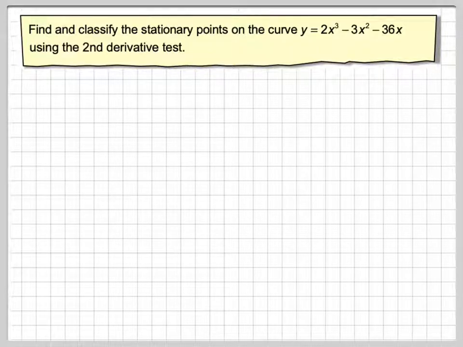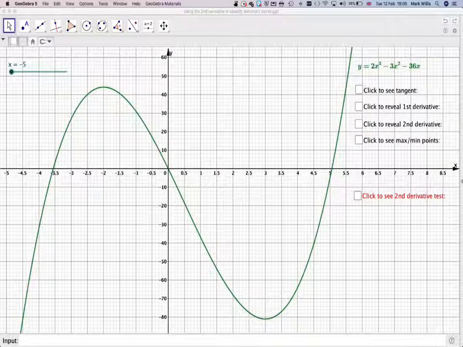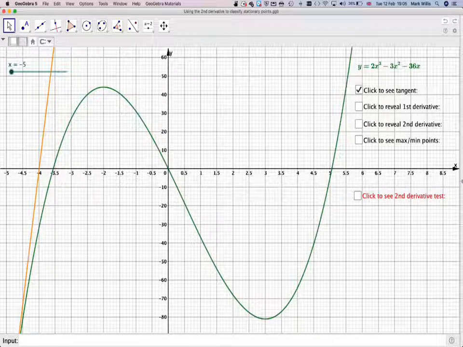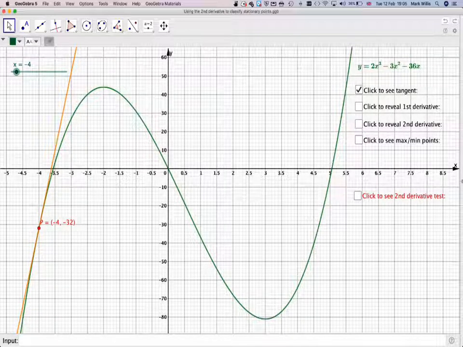So I've got this GeoGebra app, and I'll put the GeoGebra app in the notes of this video. So here we have our curve, y is equal to 2x cubed minus 3x squared minus 36x. We're going to try to locate that point and that point algebraically. First of all, if we click here for the tangent, the orange line represents the tangent at any point. So if I move the slider here, we can get different points of P.